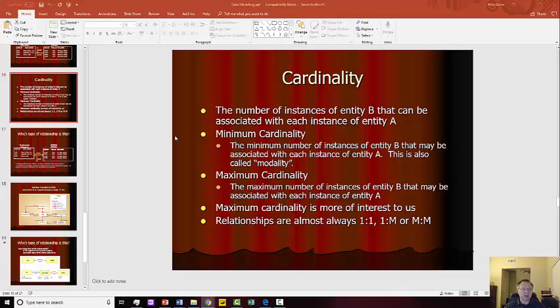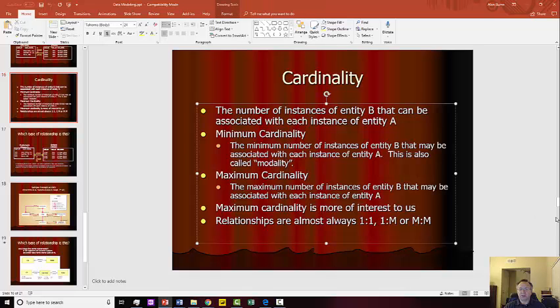And there's something called a minimum cardinality, which is the minimum number of instances related to an instance in A, and maximum cardinality, which is the maximum number. So just so you know, maximum is usually more of interest to us. Minimum is actually always a business rule, which means very often it's your choice. And maximum just means two or more. So if it's greater than one, it's two or more, it's a maximum. And we'll keep it simple that way. And we'll revisit this topic.